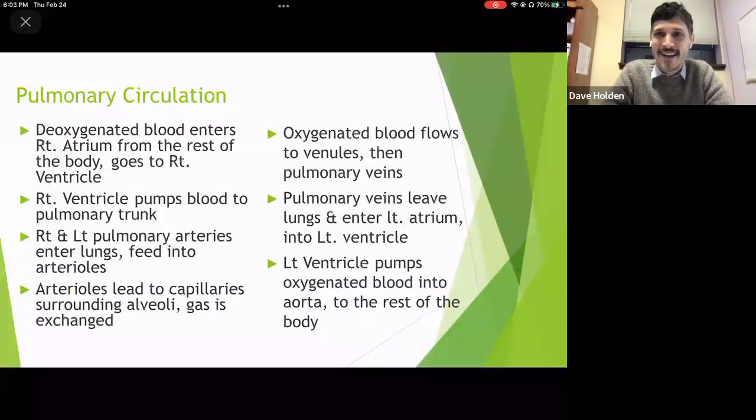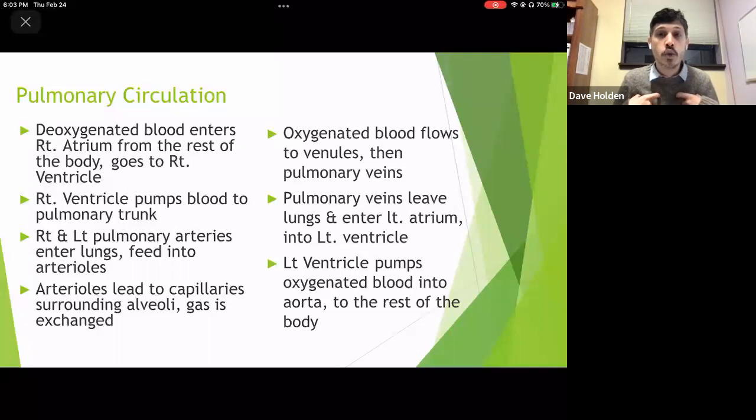All right, we are back. So we left off just about to talk about pulmonary circulation. So circulation from the heart to the lungs and back to the heart. This should be a story that we are familiar with, so there shouldn't be a lot of new material here that we haven't covered already. So we start with deoxygenated blood entering the right atrium of the heart from the rest of the body, and then it goes down into the right ventricle. Right ventricle pumps blood into the pulmonary trunk, and the right and left pulmonary arteries enter the lungs, feeding into the arterioles.